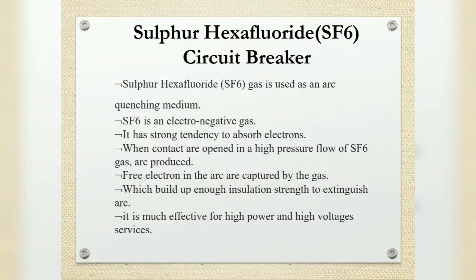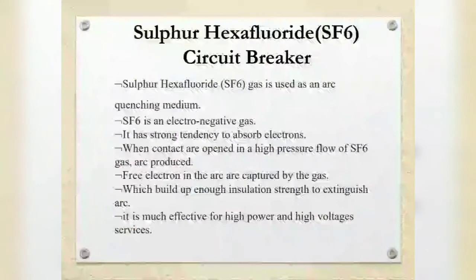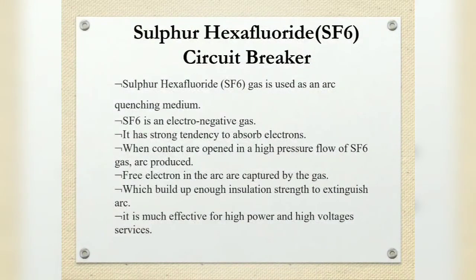So sulfur hexafluoride gas is used as an arc quenching medium. SF6 is an electronegative gas. It has a strong tendency to absorb electrons. When contacts are opened in a high pressure flow of SF6 gas, the arc is produced. The free electrons in the arc are captured by the gas, which builds up enough insulation strength to extinguish the arc. It is very effective for high power and high voltage services.